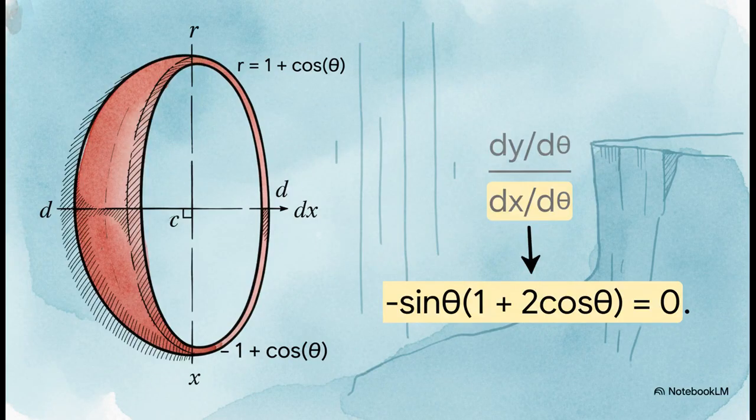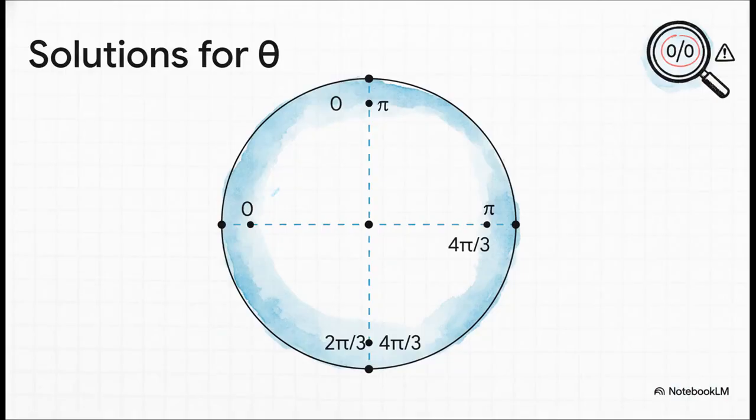Let's try this out on a slightly different cardioid, r equals 1 plus cosine theta. Our goal is to set that denominator, dx by d theta, to 0. So we find the derivative of x, which is r times cosine theta, apply the product rule, factor it out, and we end up with negative sine theta times the quantity 1 plus 2 cosine theta. And again, it's the same drill. Set each factor to 0 and solve.